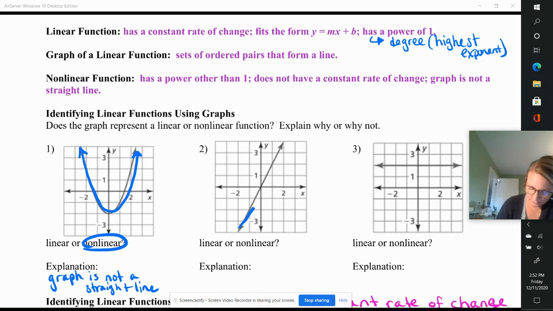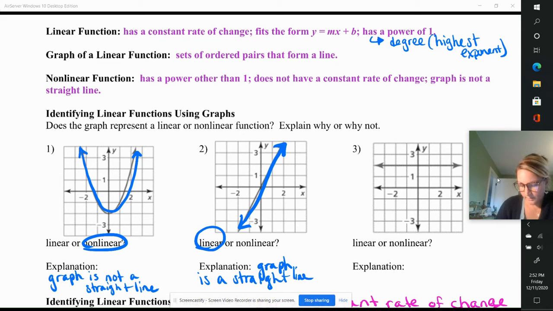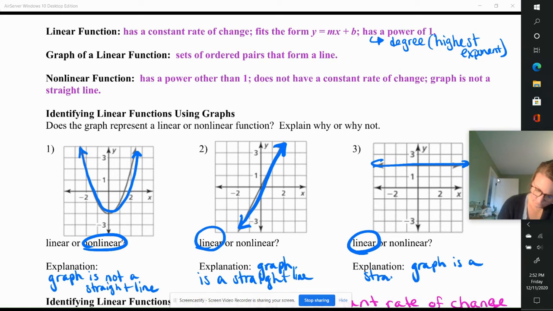Number 2 does form a straight line, so it's considered linear. Number 3 also forms a straight line, so it is also linear for the same reason. Okay, so that's how we determine if a function is linear or nonlinear based on the graph. It's either a line or it's not.